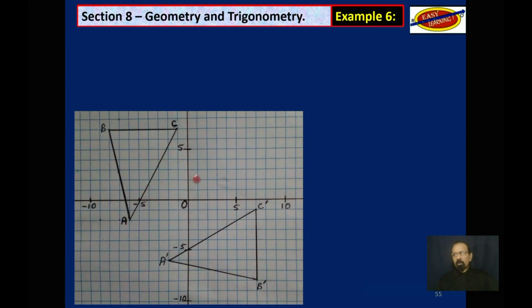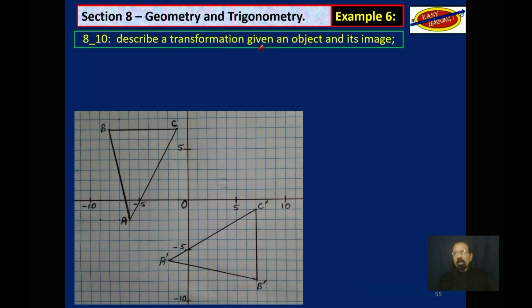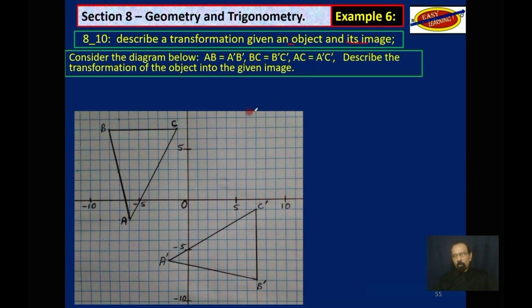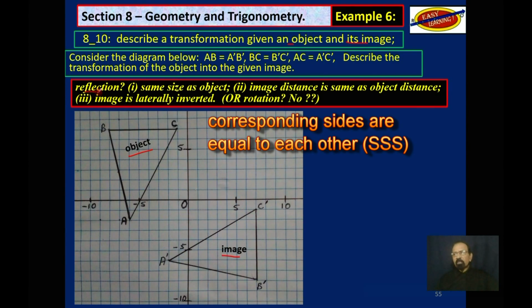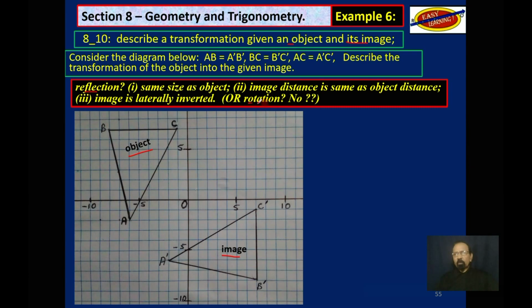Example 6. Look at these two. Describe the transformation given an object and its image. That is what we are doing. Well, first of all, we have to determine if these two shapes are congruent. And we have enough data here to say that the image is congruent to the object. You'd have to take some time and verify that. So is it reflection or is it rotation?